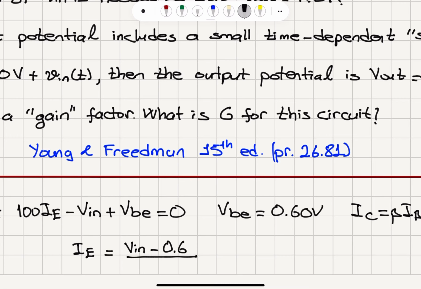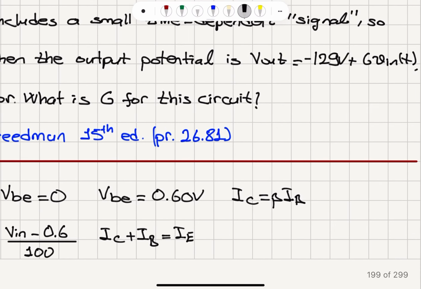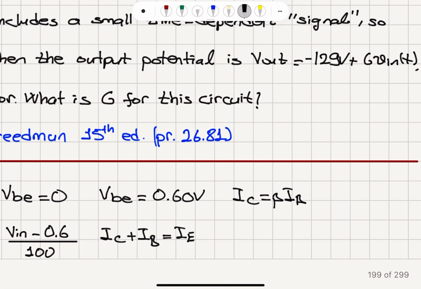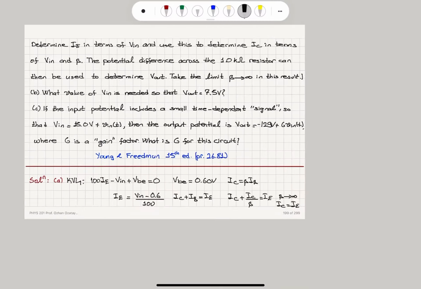So the emitter current, IE, can be written as the input potential V in minus 0.6 volts divided by 100. At the same time, rule number 1 tells me that IC plus IB must be equal to IE. Collector plus base current is emitter current, and collector current plus collector current divided by beta, which is the base current, is the emitter current. And this tells me that as beta goes to infinity, the collector current is equal to the emitter current.